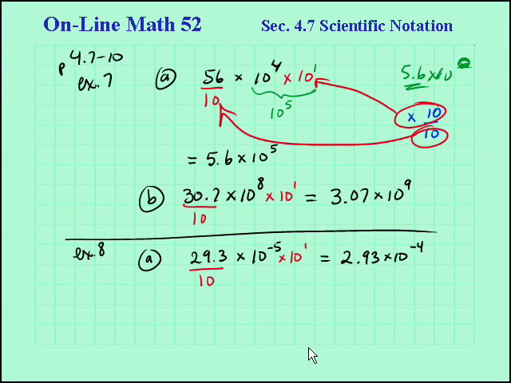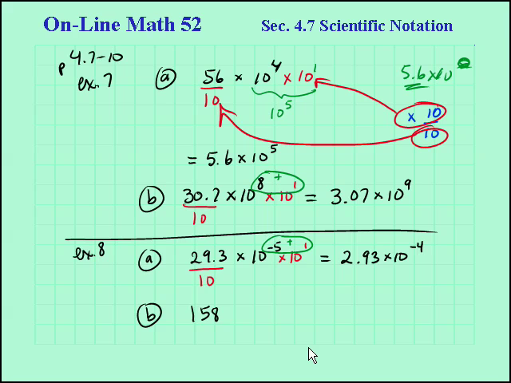As a quick reminder, I'll circle them and put a plus sign right there. We add the exponents, just like we did up here. 8 and 1 is 9, but when we're working with a negative number here, adding 1 actually makes it negative 4.